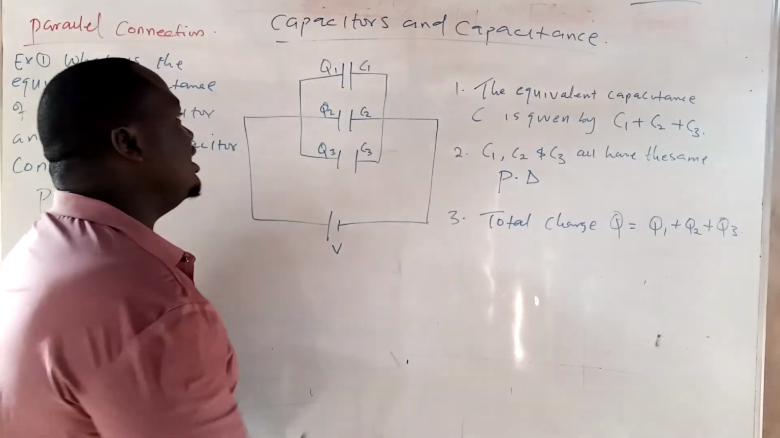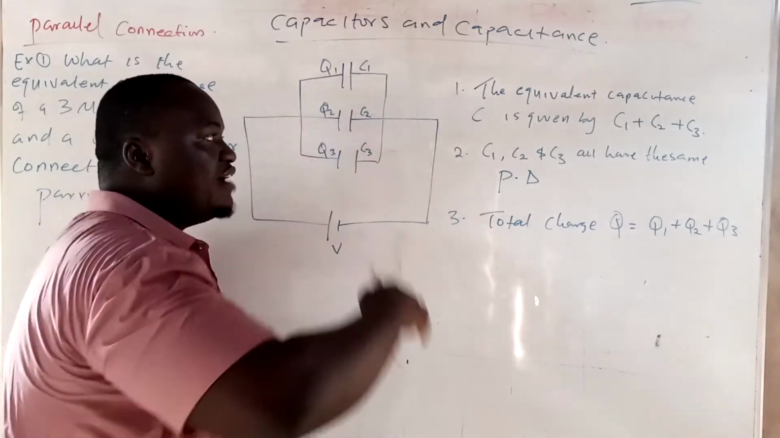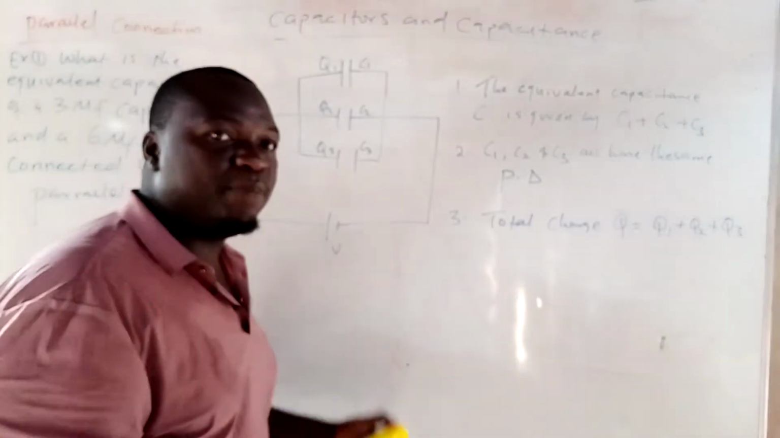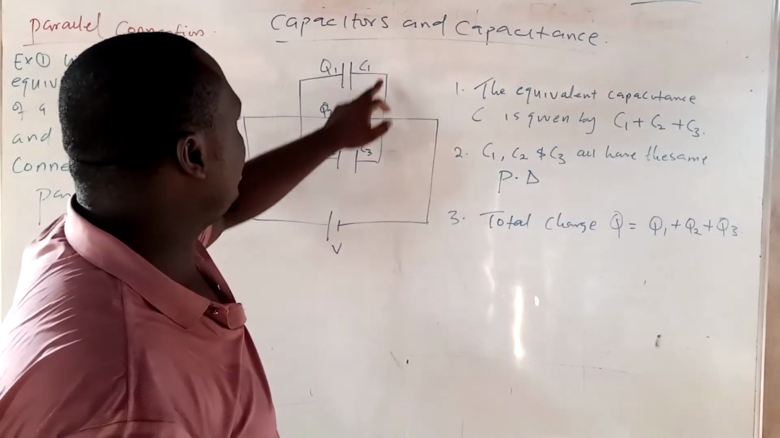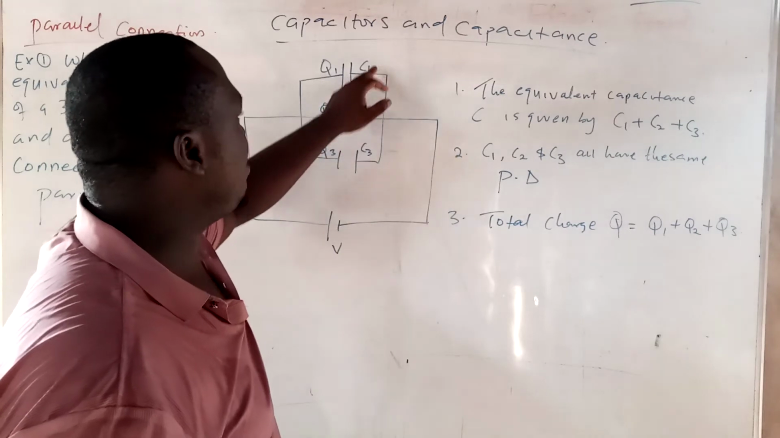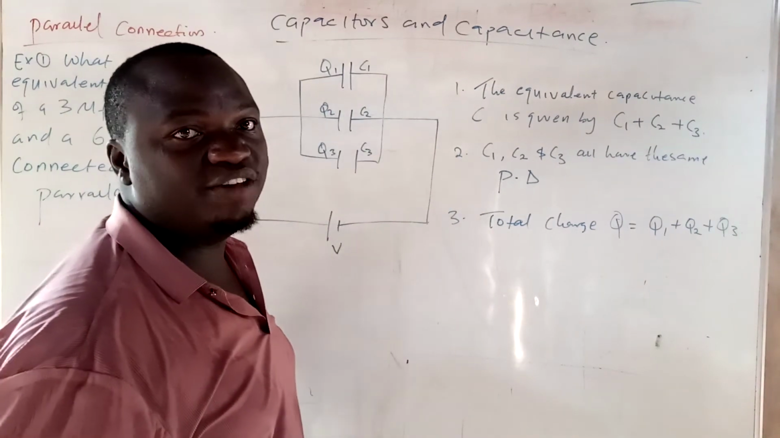So it means that in a parallel circuit, whenever I ask you to get me the equivalent or the combined capacitance, all it means is just for you to add it. If this is 1, here is 2, here is 3, it will be 1 plus 2 plus 3, which will give you 6.